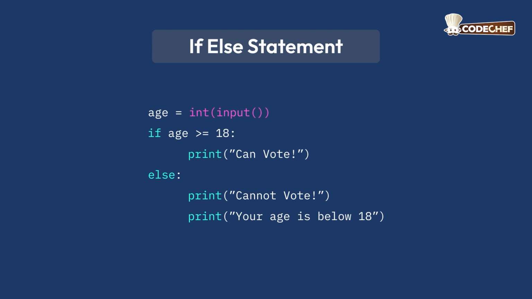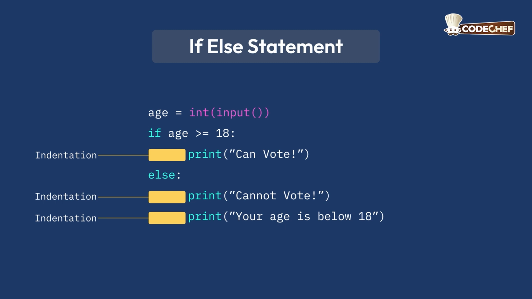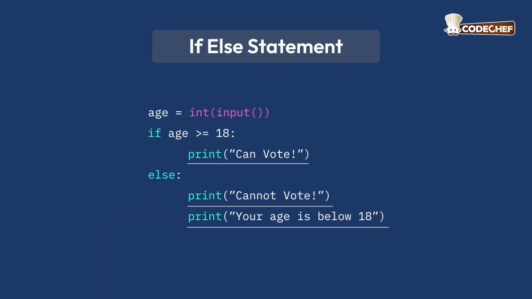Now, there are two things to note here. You see some space before the print statements? This space is called indentation. Okay, the code that you want to execute when a condition is true should be written after giving an indentation. Also, you should always end your if and else statements with the colon. These are the rules for writing conditional statements. That's it with this video.